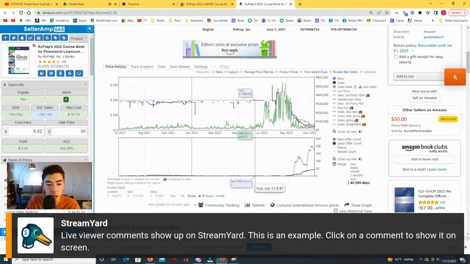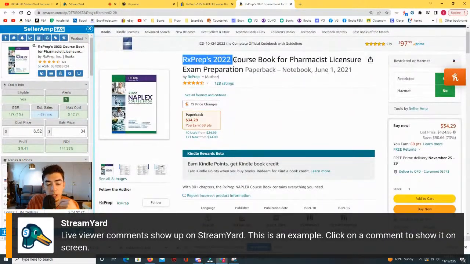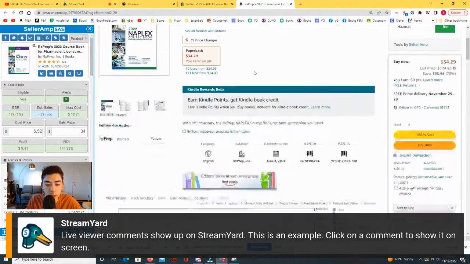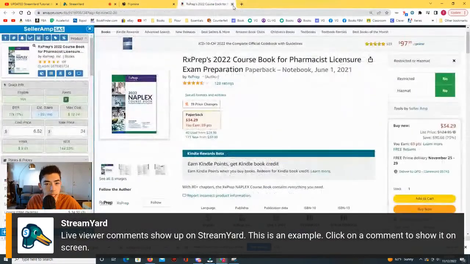But interestingly, this book was selling a lot for $185 plus. And probably the reason why this price has tanked is because this is a 2022 course book and it's basically almost done with 2022. So probably there is a newer edition and that's why the price has gone down. So also that's a book I wouldn't want to buy.